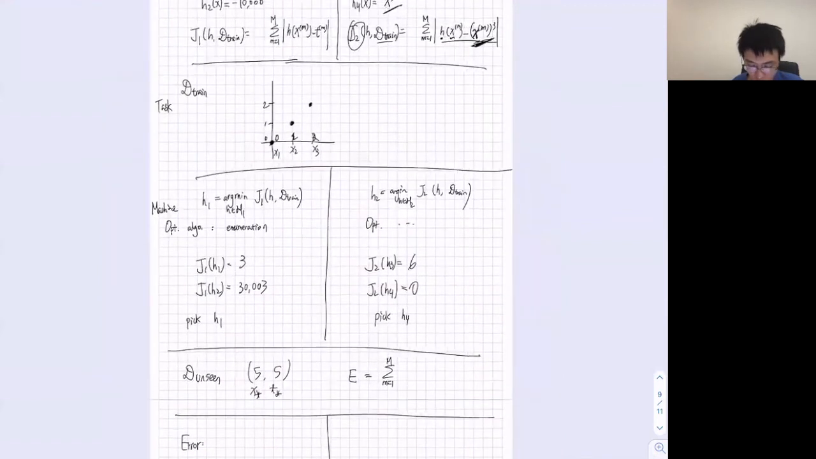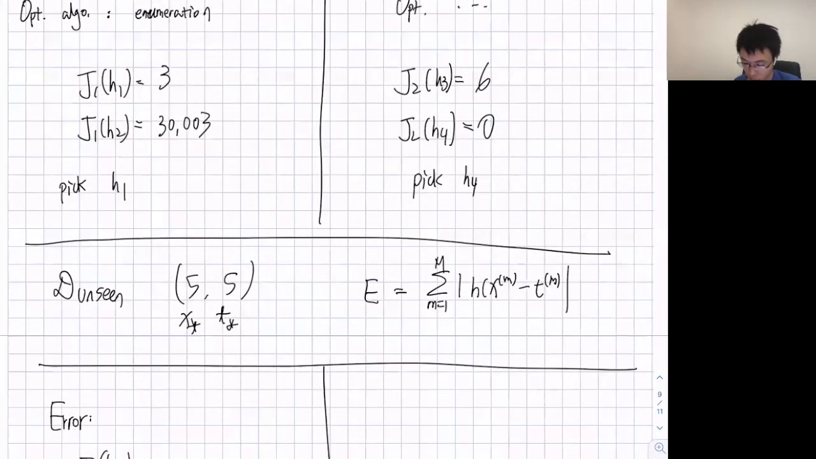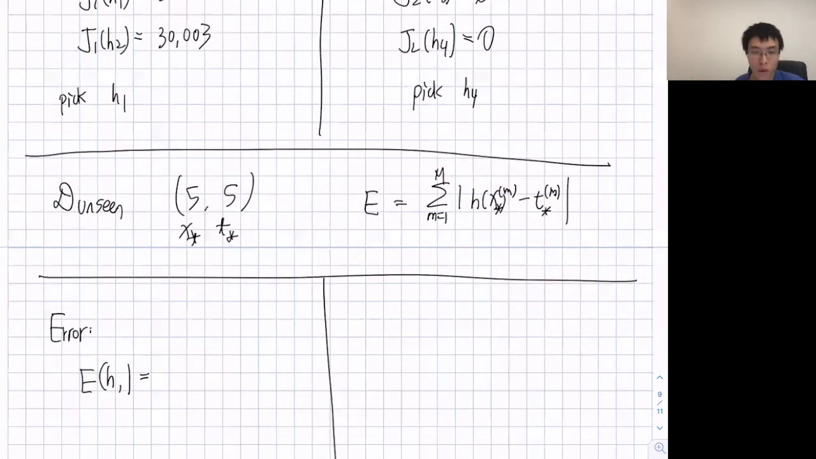Then have the same criteria as the first machine learning system. So it should be h of x_m minus t_m, the target, which is my new samples. The absolute value between the target and your predicted value. So this is my error.